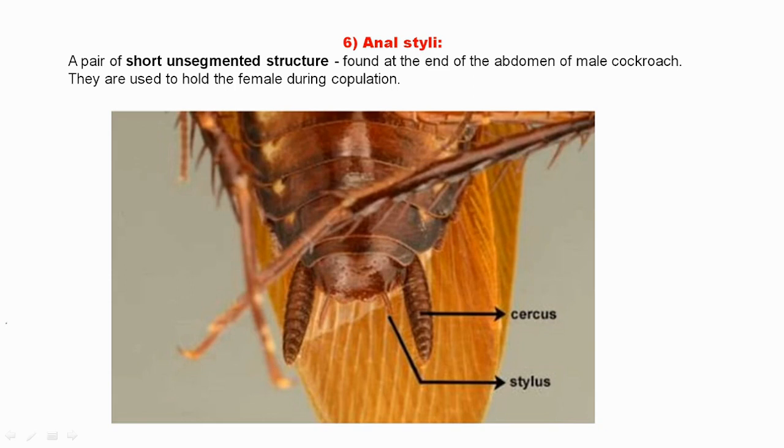Next, anal styli, a pair of short unsegmented structures. See here, a pair of short unsegmented structures associated with the end of the abdomen of the male cockroach are known as anal styli. These anal styli are useful to hold the female cockroach during copulation with the male.